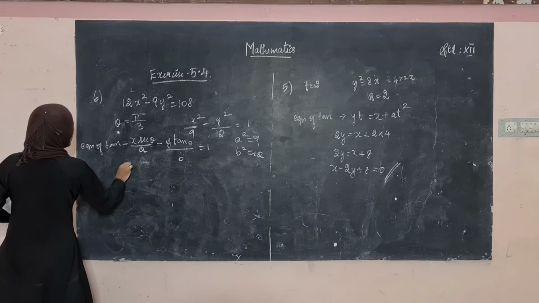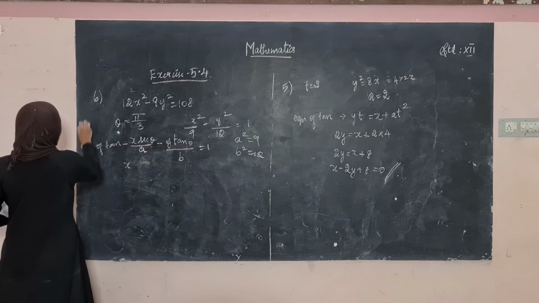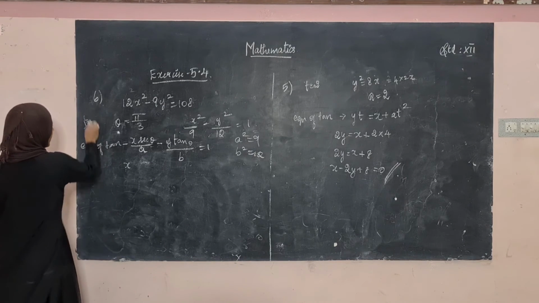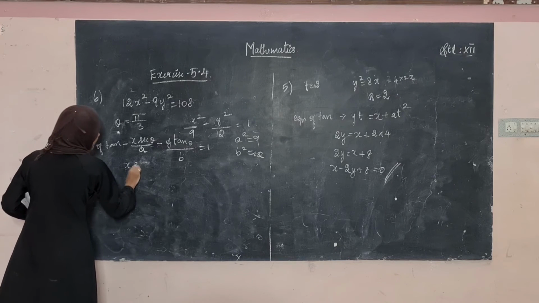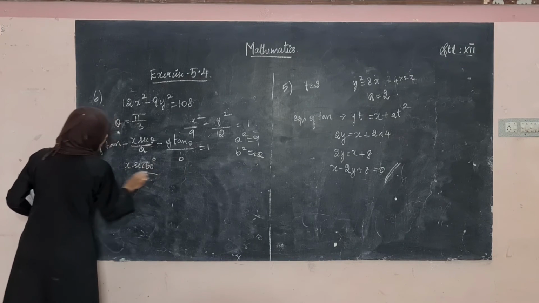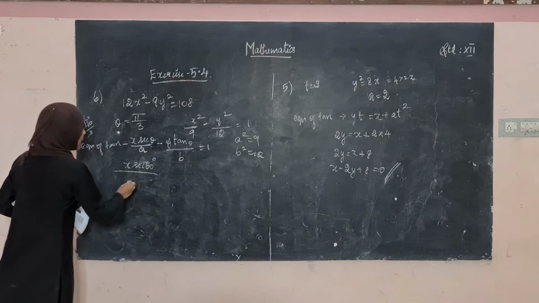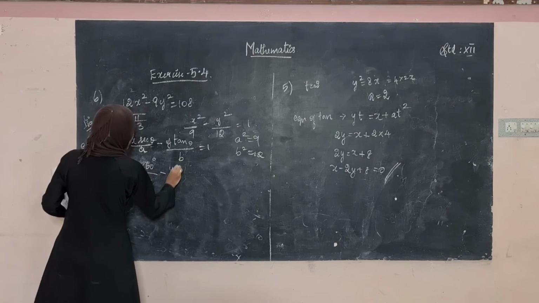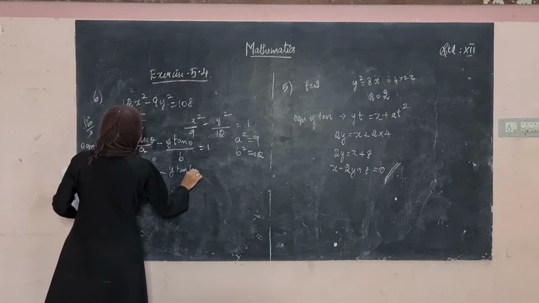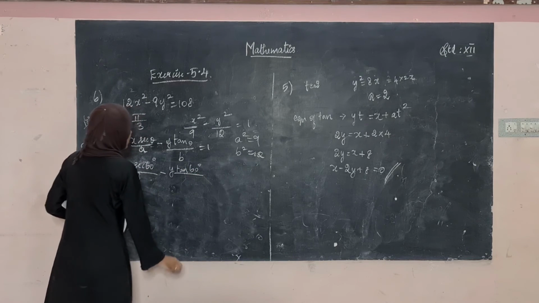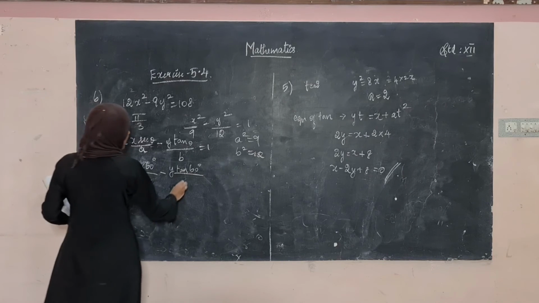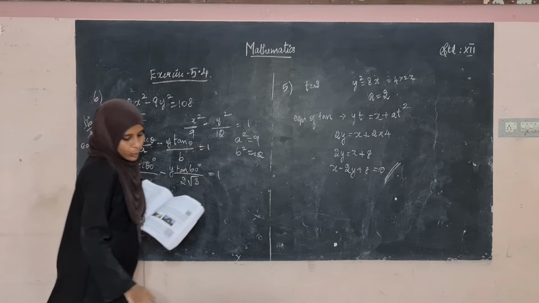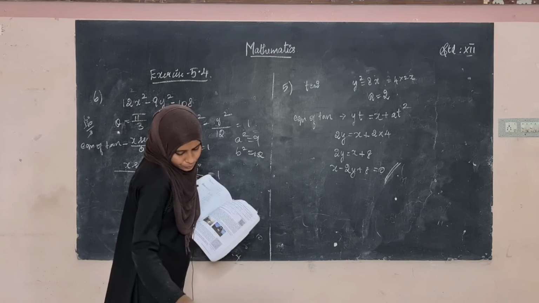A square's value is 9 and B square is equal to 12. Theta is pi divided by 3, that is 180 divided by 3, so it is 60 degree. So x into secant 60 degree divided by A, what is the value of A? A is 3, minus y into tan 60 degree divided by B, what is the value of B? B is 2 into root 3, is equal to 1.